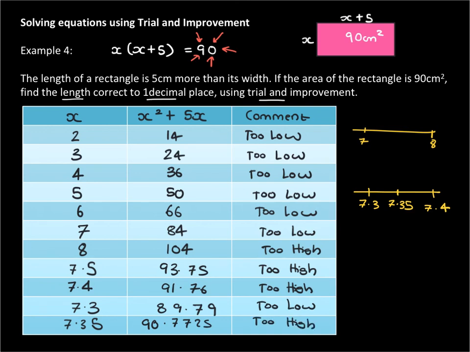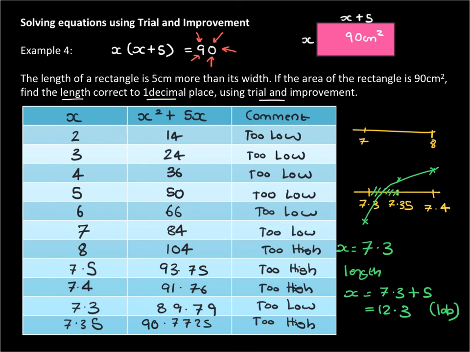So looking over here, we know that 7.3 was too low, 7.35 was too high, and 7.4 of course was too high. So we have this, which means the answer would lie in this interval here between 7.3 and 7.35, which means it would round down to 7.3. So that is the value of x. So the length, of course, to 1 decimal place would be 7.3 plus 5, which of course is then 12.3, using trial and improvement accurate to 1 decimal place.